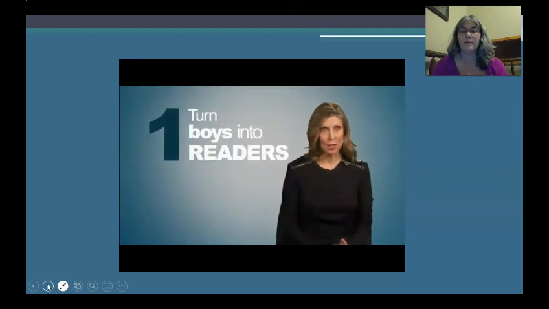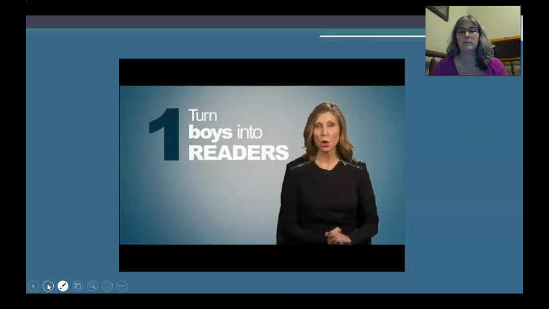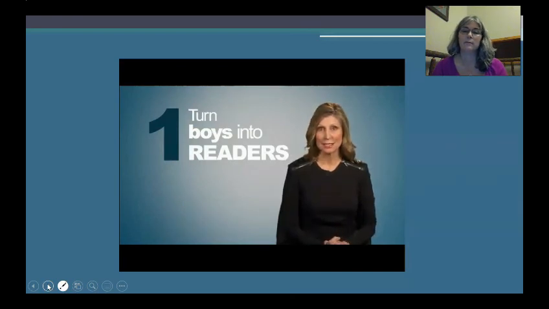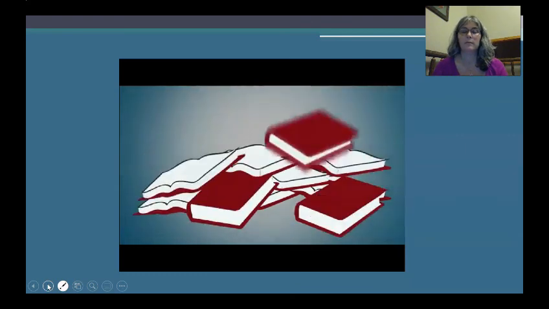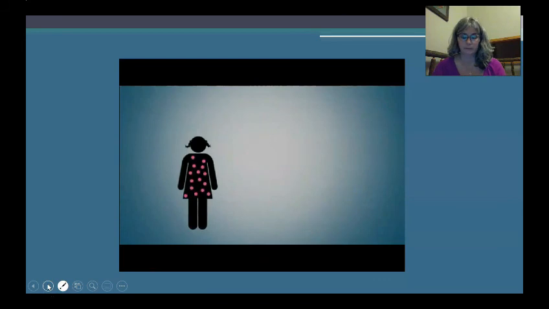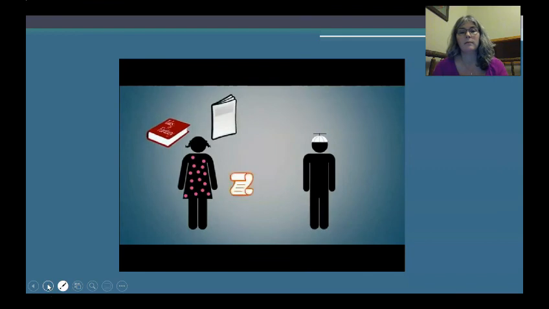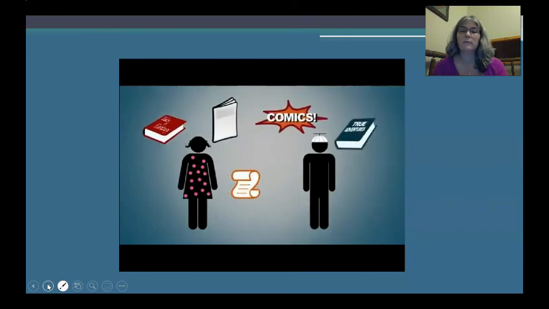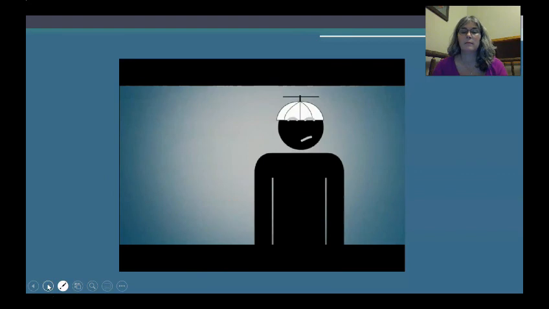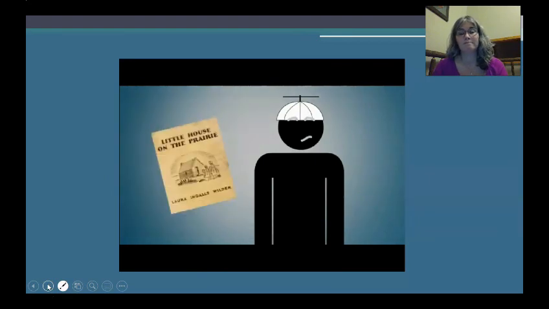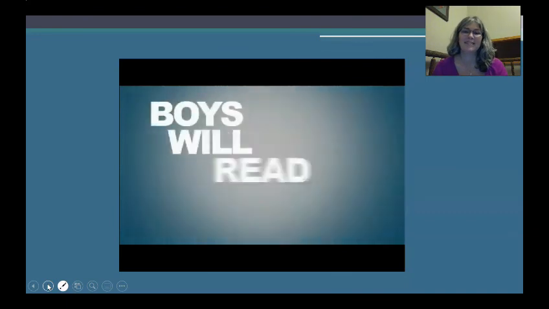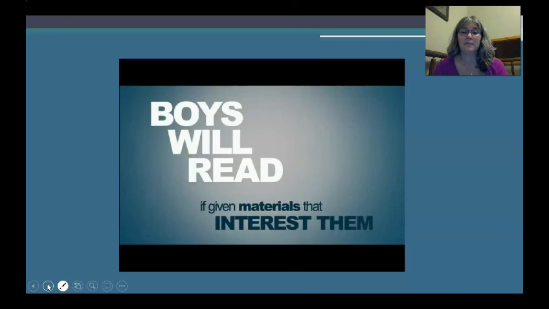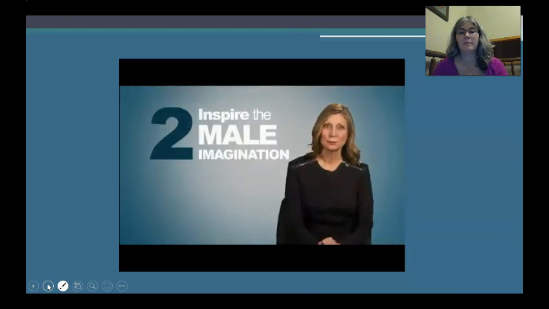In all age groups, across all ethnic lines, boys score lower than girls on national reading tests. Good reading skills, need I say, are critical to academic and workplace success. A major study in the UK discovered, not surprisingly, that girls prefer fiction, magazines, and poetry, while boys prefer comics and nonfiction. Boys whose eyes glaze over if forced to read Little House on the Prairie may be riveted by the Guinness Book of Records. Cool. Boys will read if given materials that interest them, inspire the male imagination.